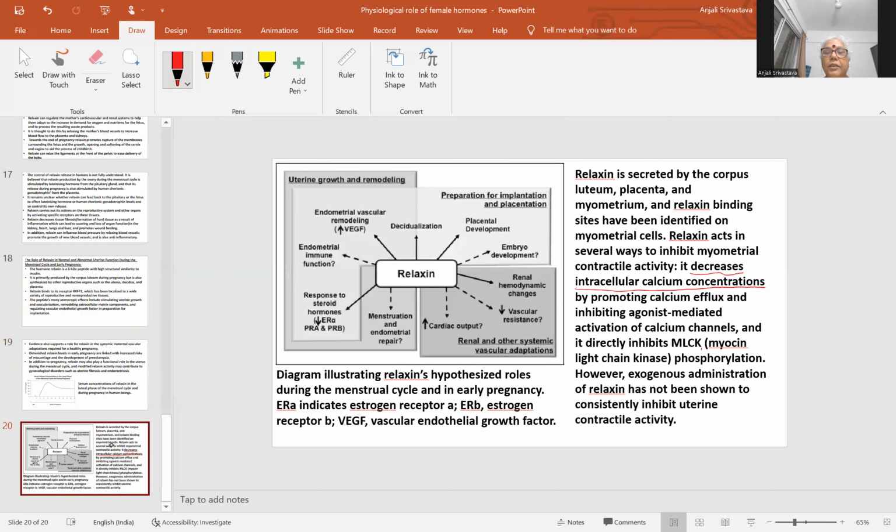So these are certain diagrams illustrating the relaxin hormone. See, your dotted lines are the actions of relaxin other than pregnancy or childbirth, and these complete lines are specifically related to pregnancy-related changes in the female. So with this ends the development and the physiological role of hormones, rather female reproductive hormones. With this ends this slide, this video, this class.